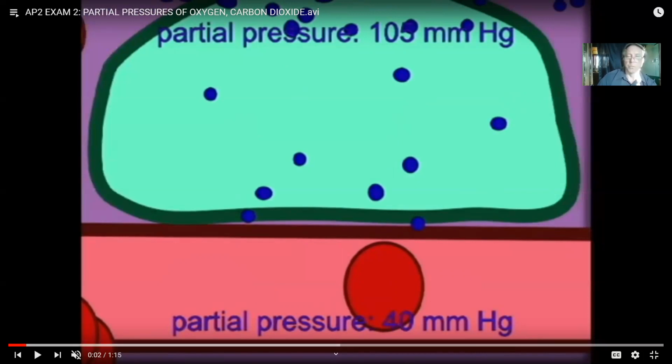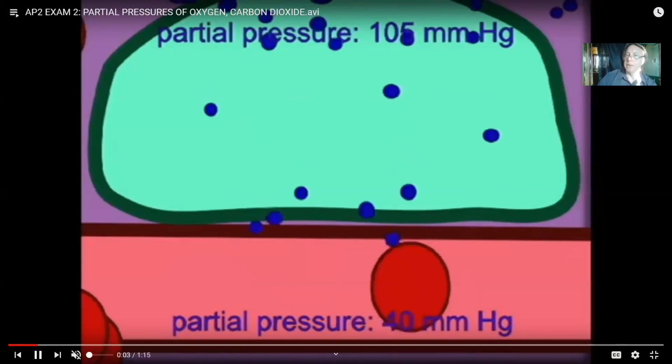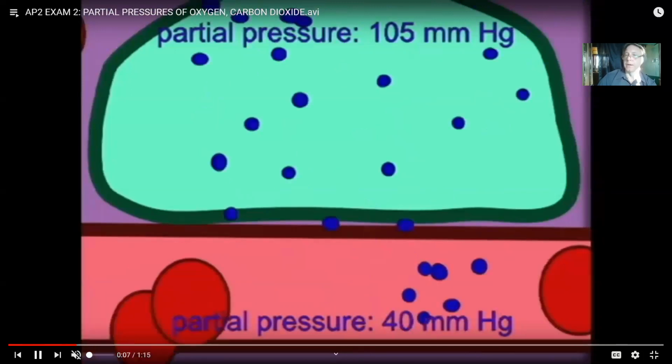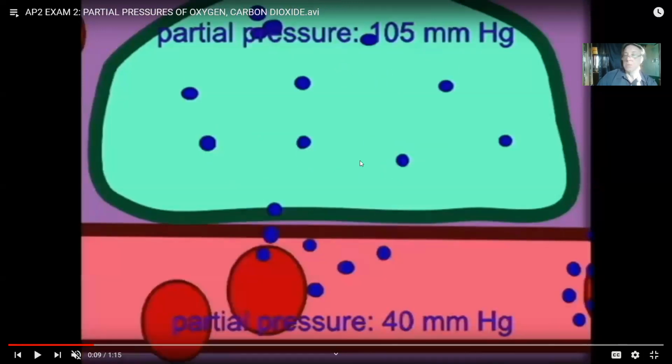If you ask the question, where will oxygen go? It goes from where its gas has a high partial pressure to an area of low partial pressure. All right. So what is nitrogen doing? Oxygen doesn't care. What is carbon dioxide doing? Oxygen doesn't care. Oxygen is going to go from an area of high partial pressure to an area of low partial pressure. So here's the beauty of talking about partial pressures.